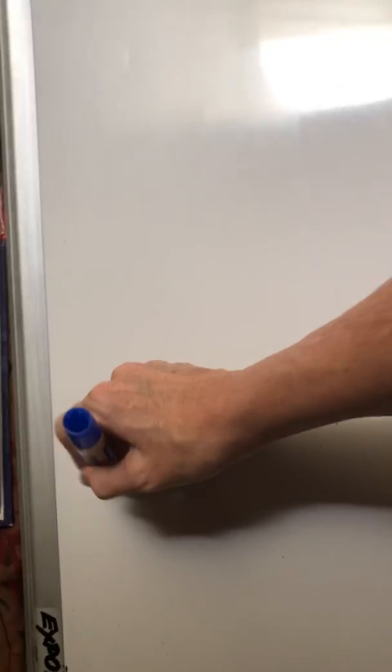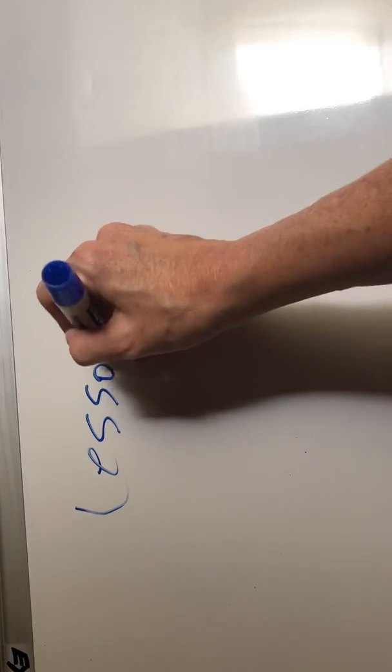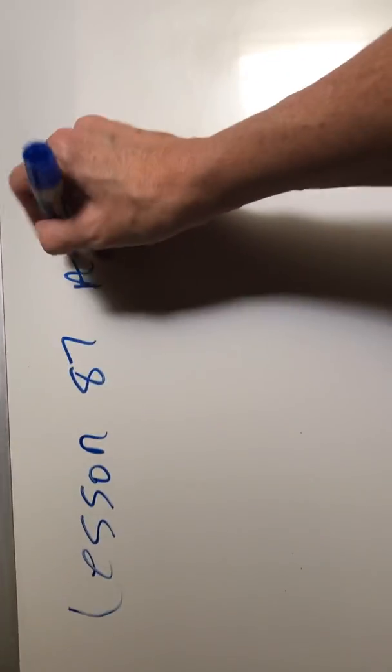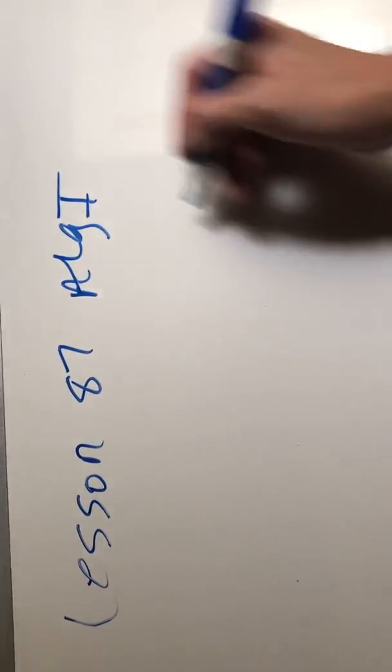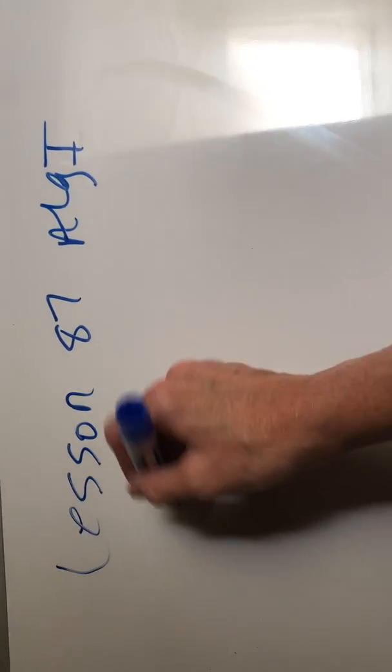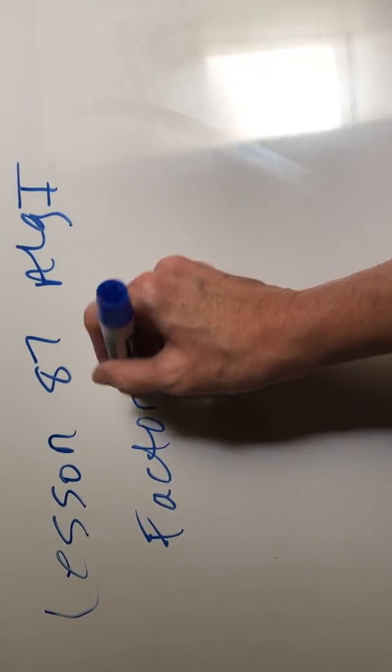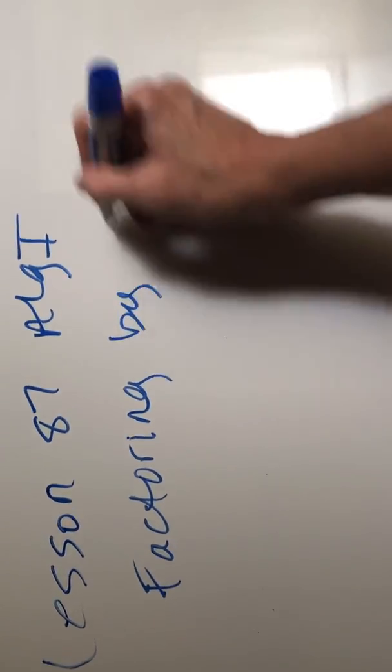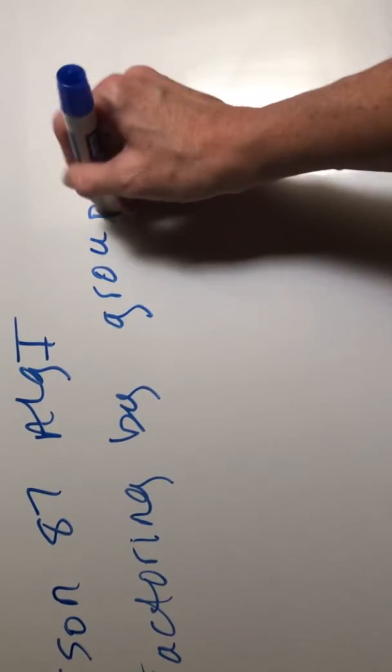Okay, so this is lesson 87 for Algebra 1, and it is factoring by grouping. Actually, you already know how to do this, okay?